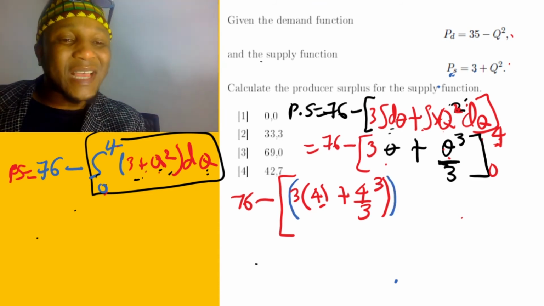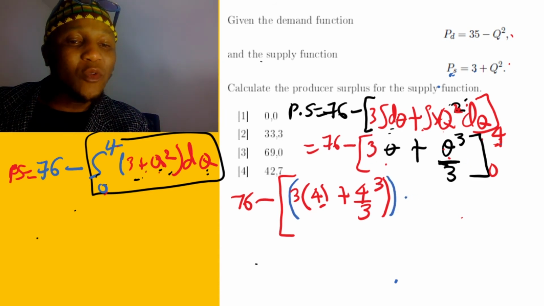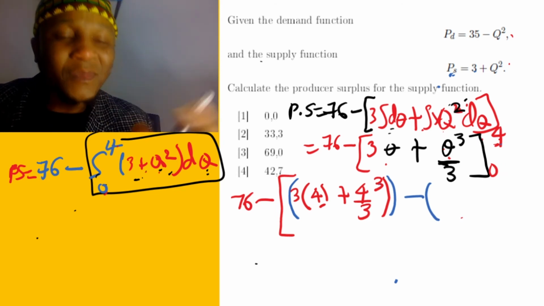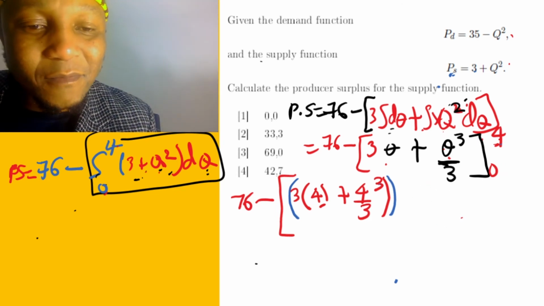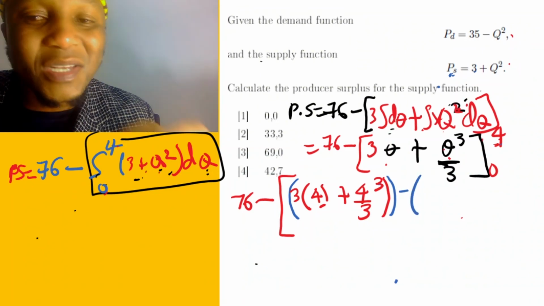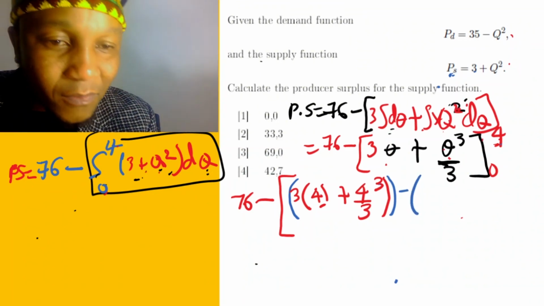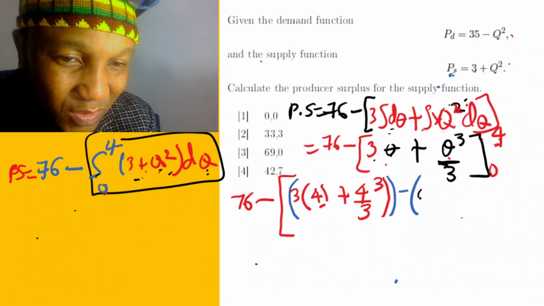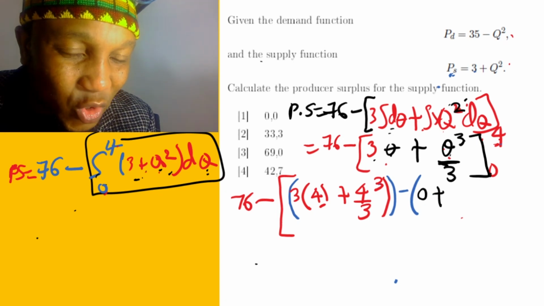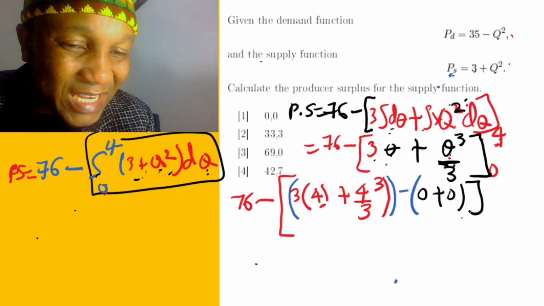That's the upper limit. It means substitute this upper limit into the equation. Then we minus, put bigger bracket. Now we're going to minus the lower limit. So what happened to the lower limit? Look, this 0 must come here. 3 times 0 equal to 0 plus 0 come here. 0 cube equal to 0 divided by 0 equal to 0. So I don't even need that.